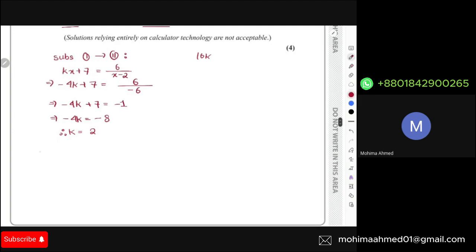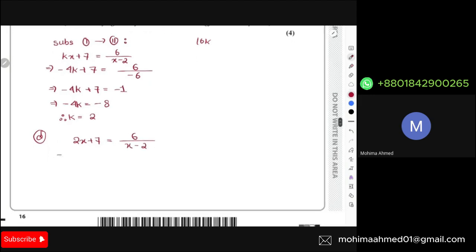Obviously, for the coordinates of your Q, I can understand that this time the substitution equation was actually 2x plus 7 and then 6x minus 2. So now if we just rearrange it, (2x plus 7)(x minus 2) equals 6. So now you have 2x square minus 4x plus 7x minus 14 minus 6 equals 0. So you can write this as 2x square plus 3x minus 20 equals 0.